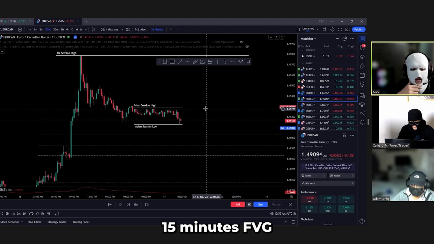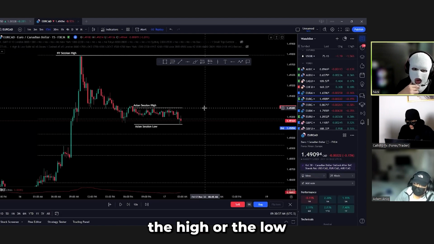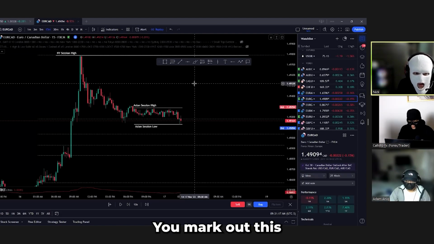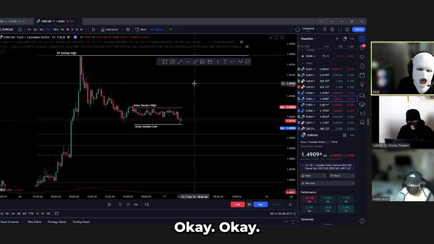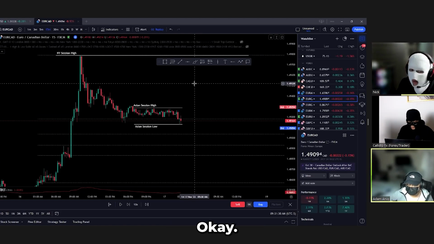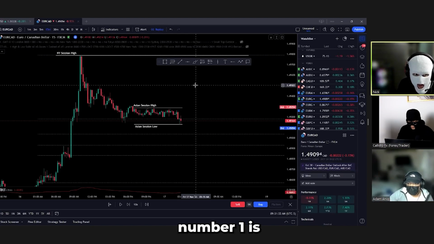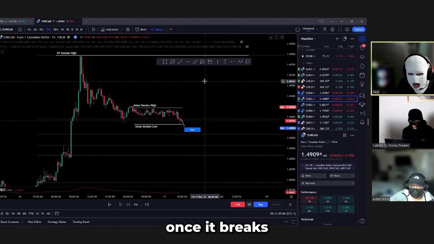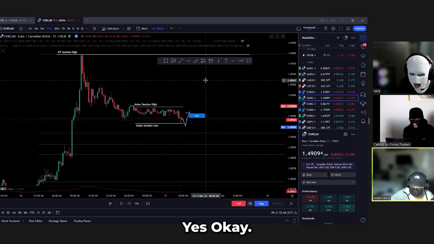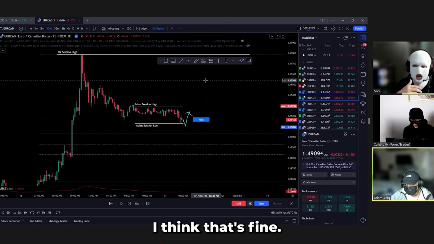Okay, 15-minute fair value gap after it sweeps either the high or the low, is it? Yeah. You marked out this from... Oh wait, so this is a back test, is it? Yeah, this is a trade I took last week. Okay. So you took a long or short? I took a long. Okay, I think that number one is a good idea, right? So now, you're saying that you are waiting for a 15-minute fair value gap once it breaks and it impulses like that. Yes. Okay, yeah, I think that's fine, right?